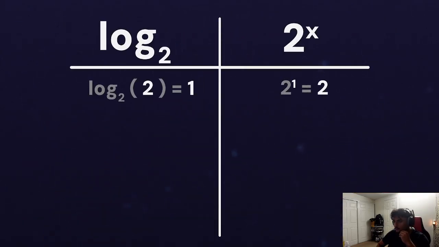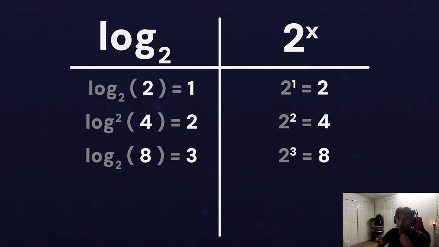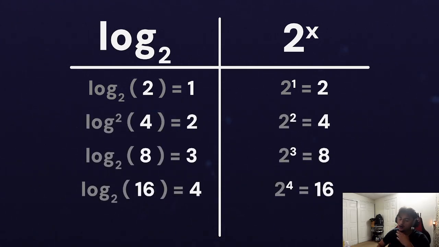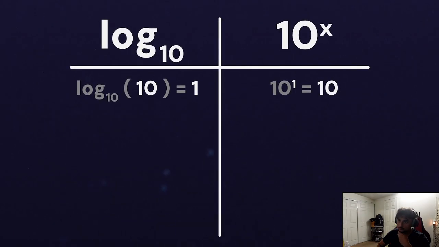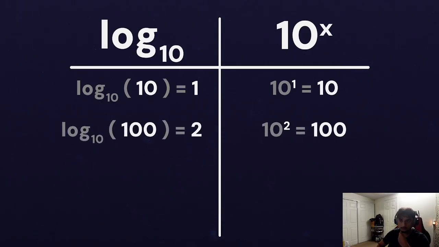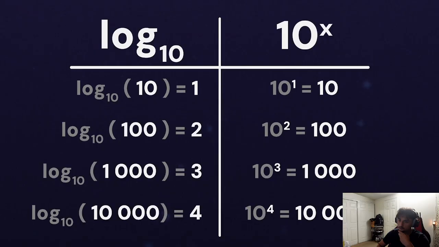Let's take a look at a bunch more examples. Log base 2 of 2 is 1. Log base 2 of 4 is 2. Log base 2 of 8 is 3. Log base 2 of 16 is 4. Log base 2 of 32 is 5. You get the idea. Log base 10 of 10 is 1. Log base 10 of 100 is 2. Log base 10 of 1000 is 3. And log base 10 of 10,000 is 4.